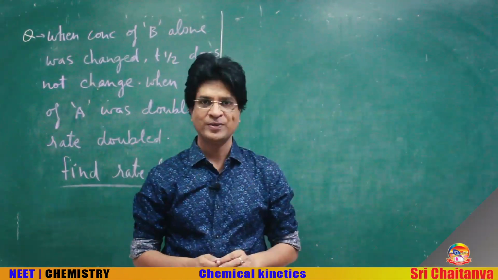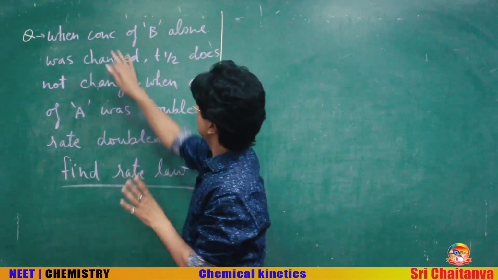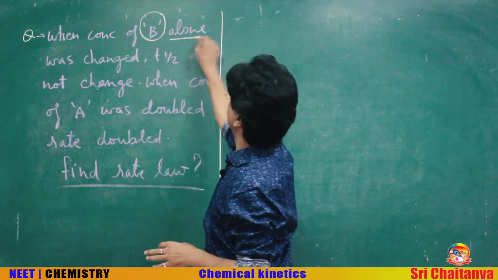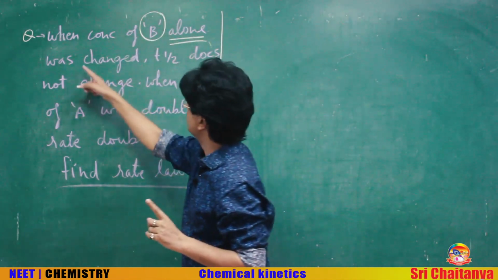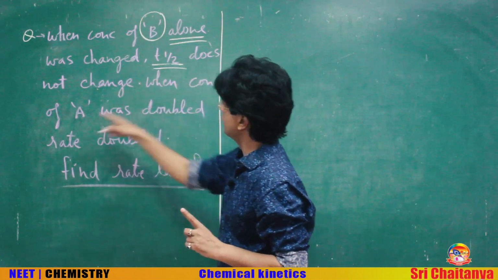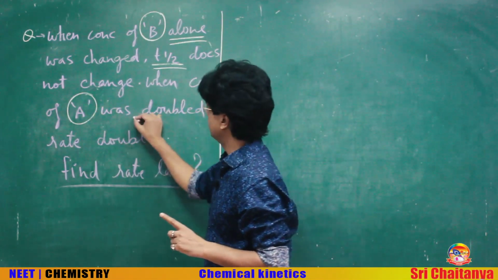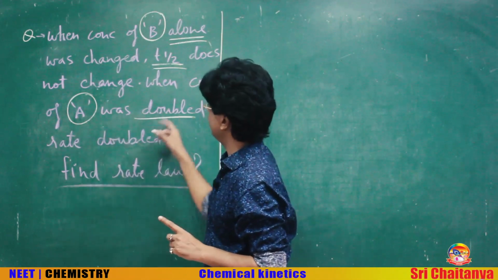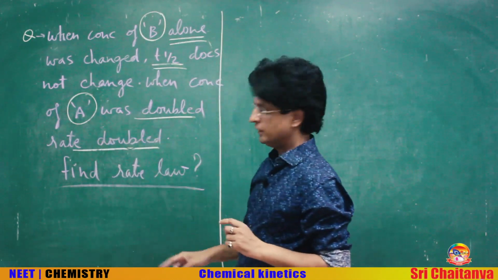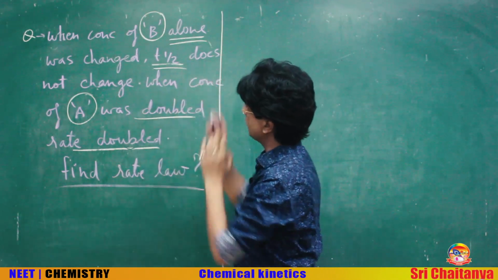Okay. So let's see one more interesting question, and this question says when concentration of B alone was changed, T half-life does not change. When concentration of A was doubled, rate doubled. The concentration of A doubled, rate also doubled. They are asking you rate law. Now see, let's take one by one.